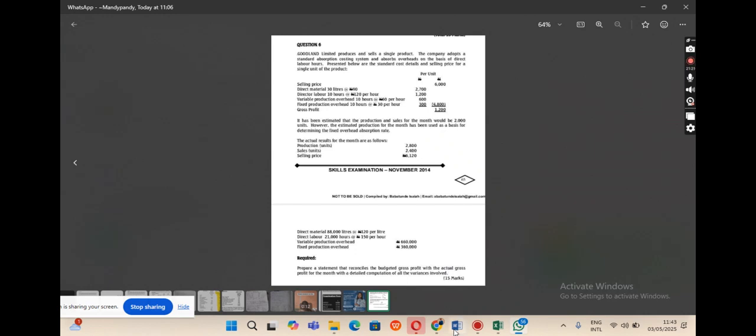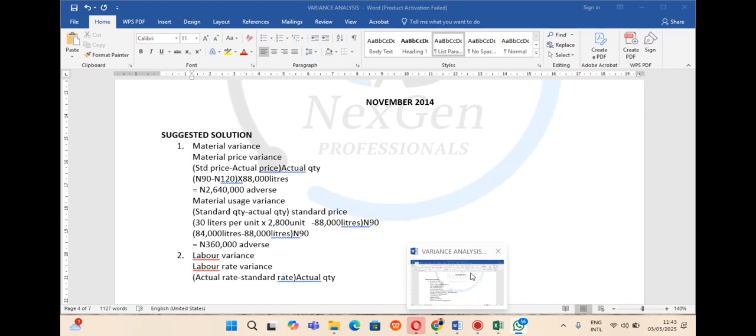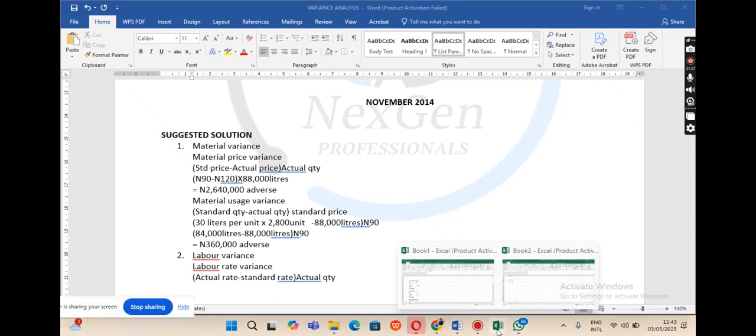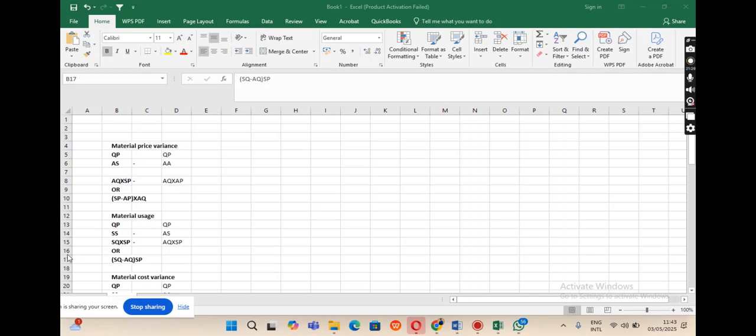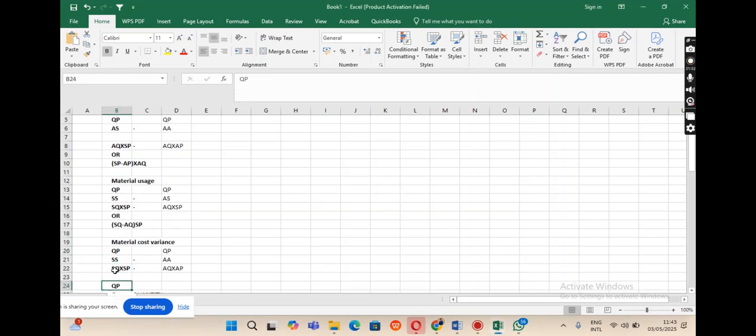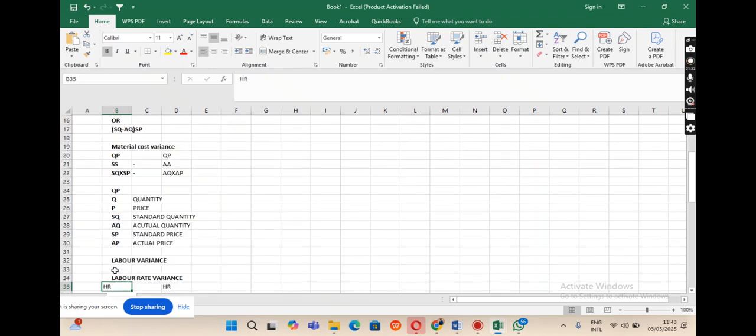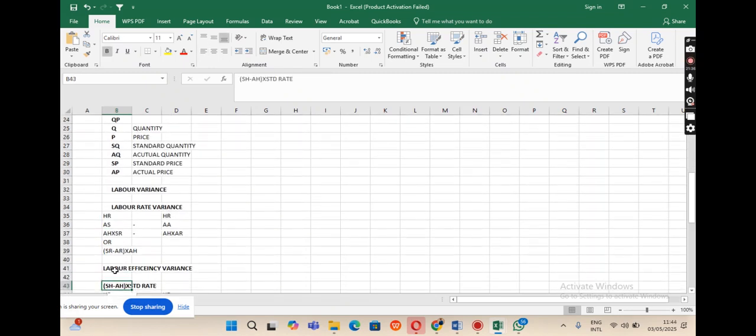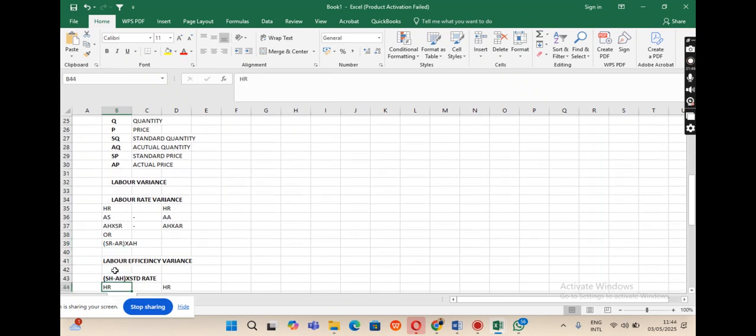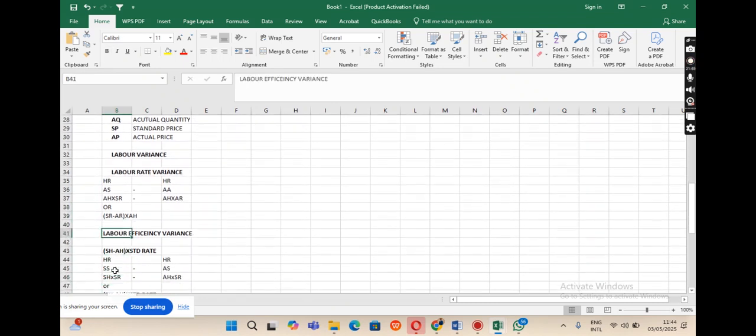Efficiency. If you want to do efficiency, it is hours, right? Is that not what we did at the beginning of this class? How can rate become standard rate? If you want to do efficiency, they say it is labor rate.